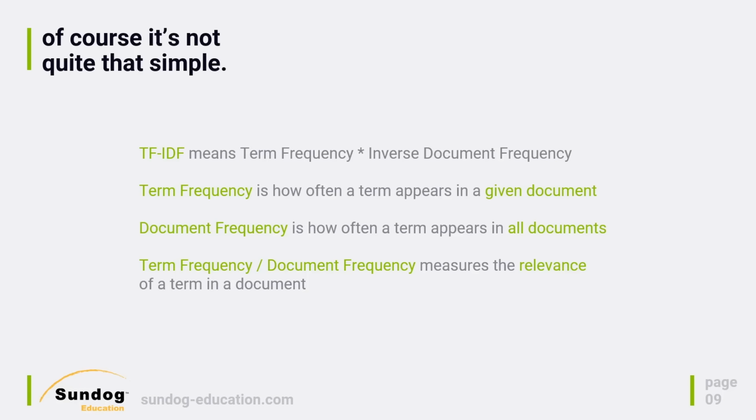So when we divide term frequency by document frequency, and that's the same as multiplying by the inverse document frequency mathematically, we get a measure of relevance. So we see how special this term is to this document. It measures not only how often this term occurs within this document, but how that compares to how often this term occurs in documents across the entire index.